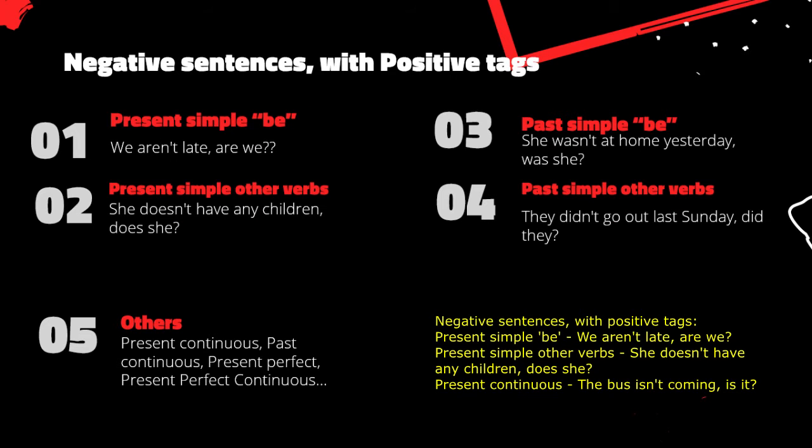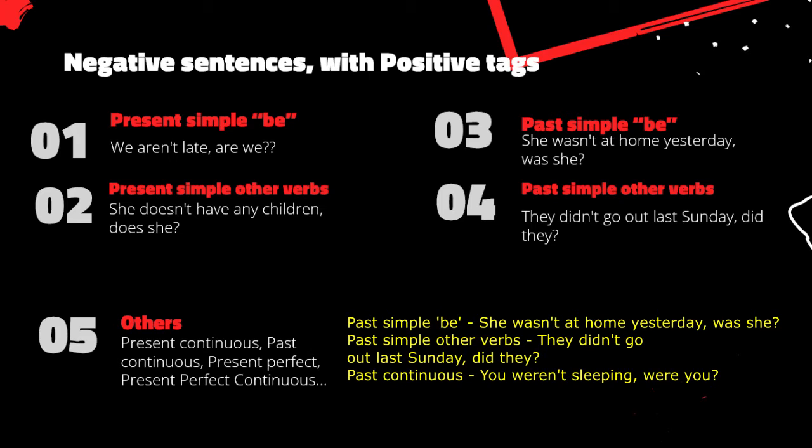Negative sentence with positive tags. Present simple be: We aren't late, are we? Present simple other verbs: She doesn't have any children, does she? Present continuous: The bus isn't coming, is it? Past simple be: She wasn't at home yesterday, was she?